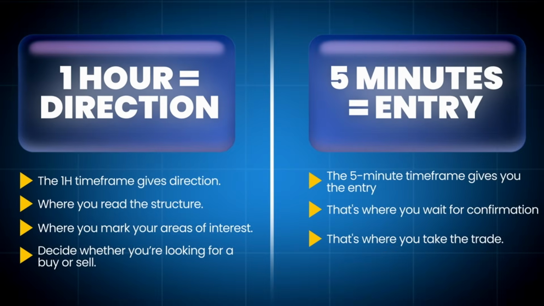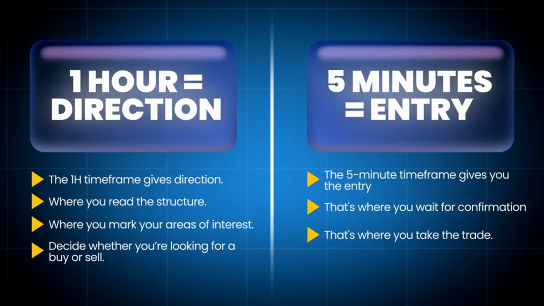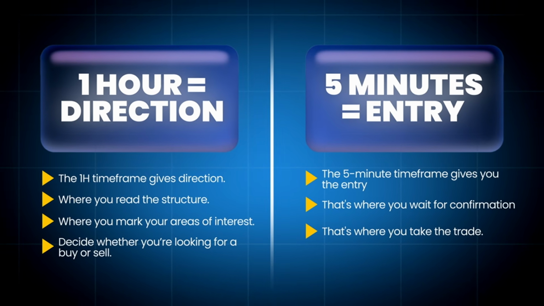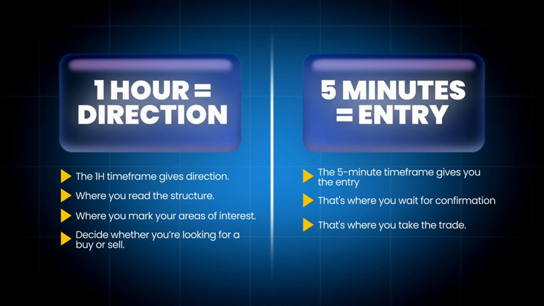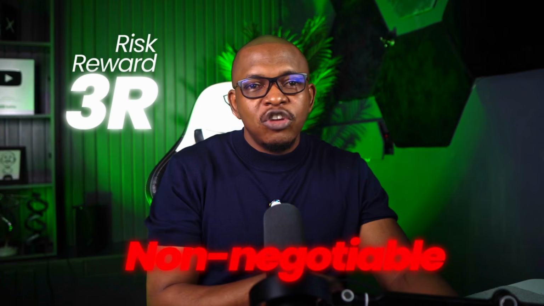Now, if you observe, across all 3 trades, I use the same exact framework. 1 hour to find the area of interest, 5 minutes to find the confirmation. That is it. And there is one more rule I follow, and that ties all this together. I do not take a trade if the risk-reward ratio is not up to 3. If the math doesn't give me a 3 minimum, I don't take the trade. I wait for the next one. This is non-negotiable for me.